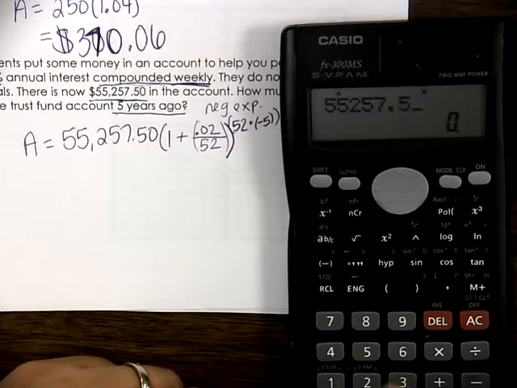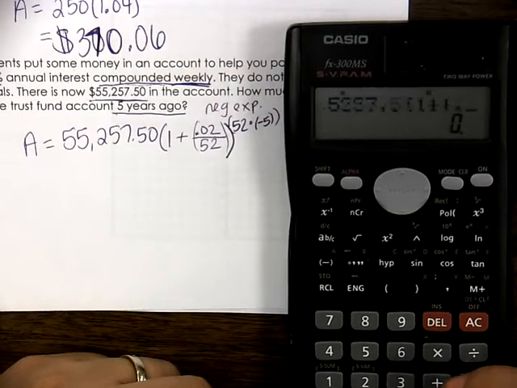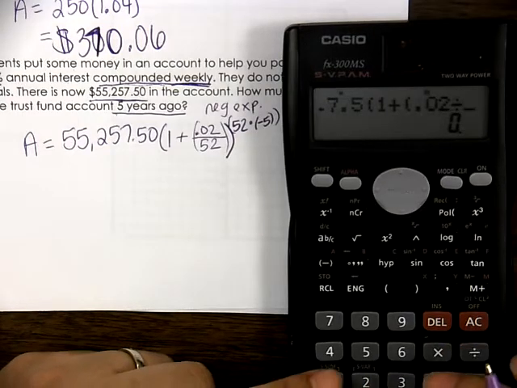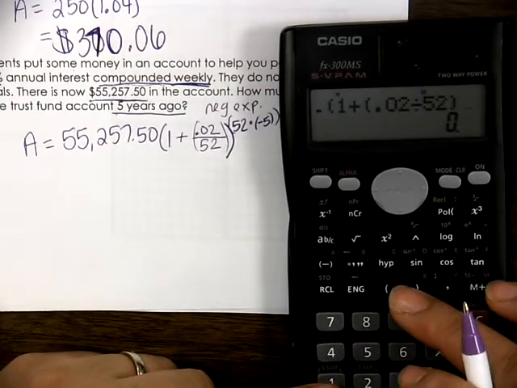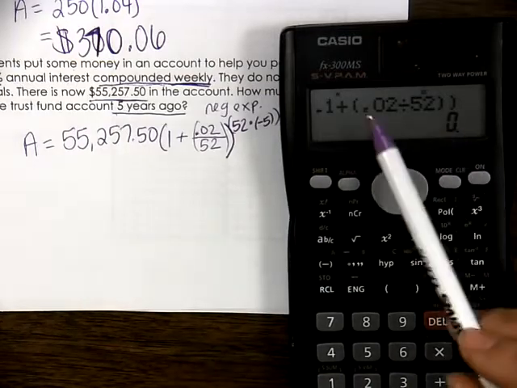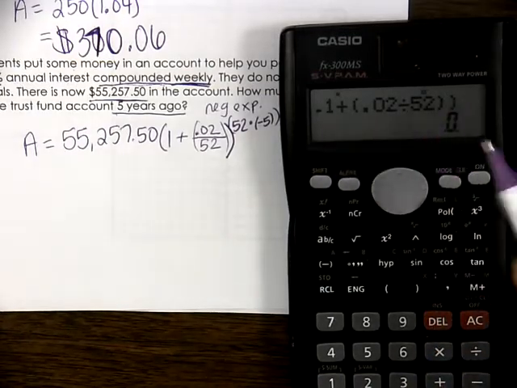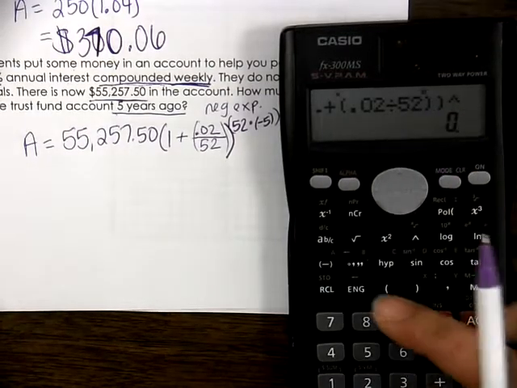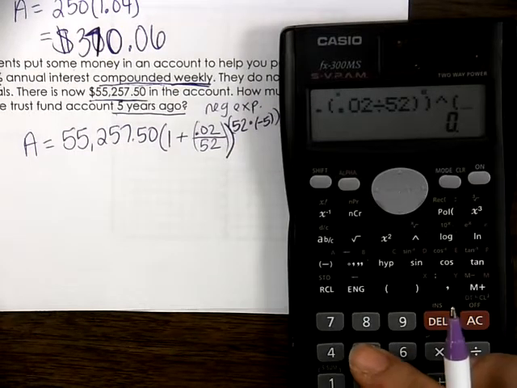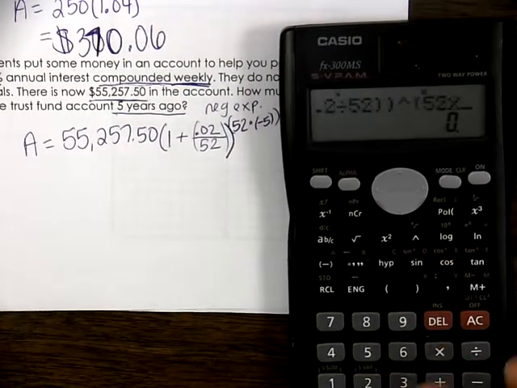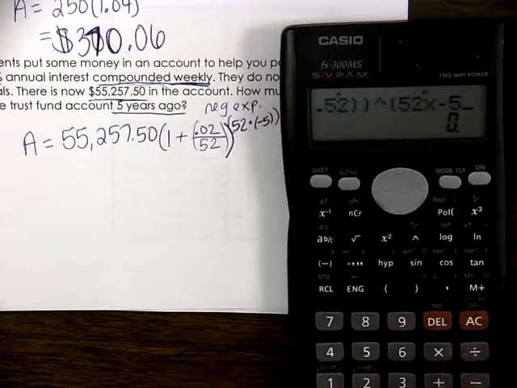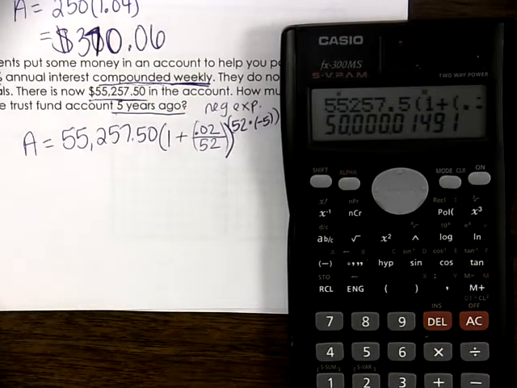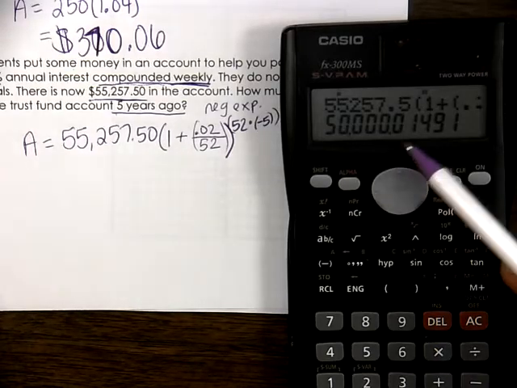55,257.5, and then you have 1 plus, and then here's the parentheses for the fraction, 0.02 divided by 52. You're going to close both parentheses because it's for the 1 plus part and the fraction. Put a caret key, and then you're raising it to, you need to make sure there's parentheses for this, 52 times a negative 5. So once you type all of that into the calculator, you get $50,000 and just 1 cent.